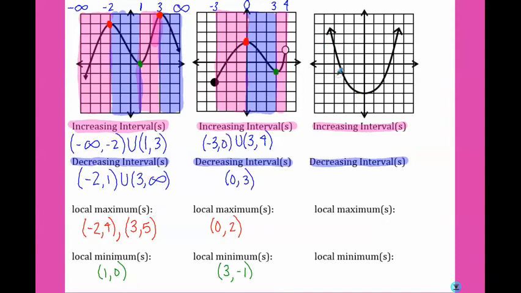And our final example. This one starts off decreasing and doesn't start increasing till here. And it increases forever on this side because it's got the arrow. So the first part would be decreasing.